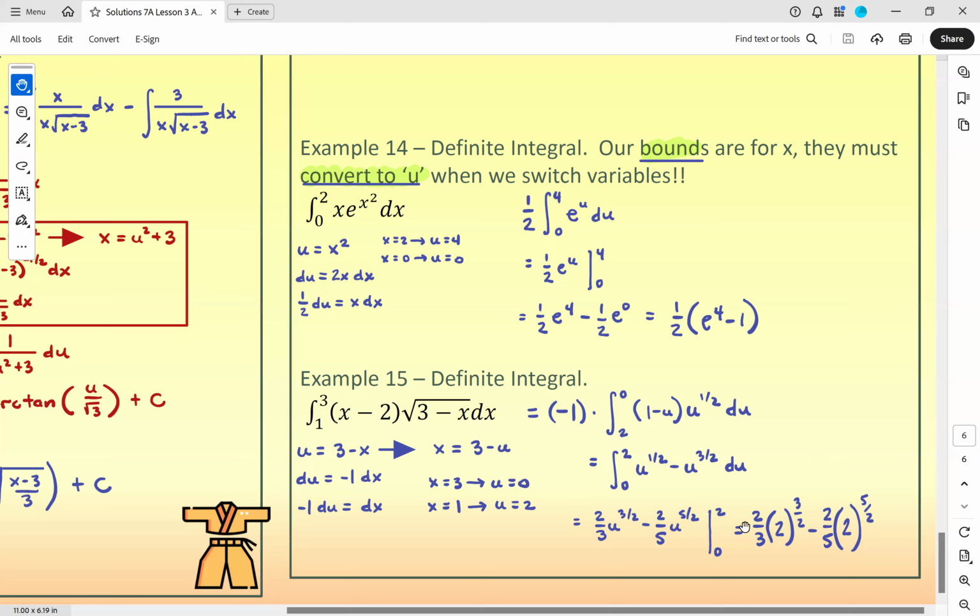This problem is not considered super, super, super challenging. It's not the easiest one ever, but this is like a moderate, medium level, definite integral with a complete u sub that we should all feel pretty comfortable doing if we have to. Okay. I'm going to cut the video there.